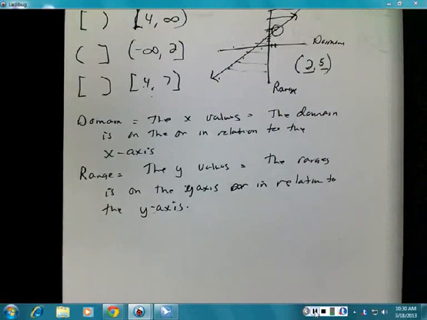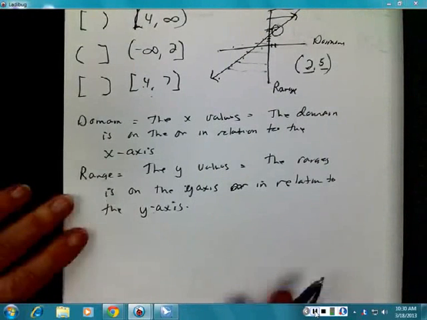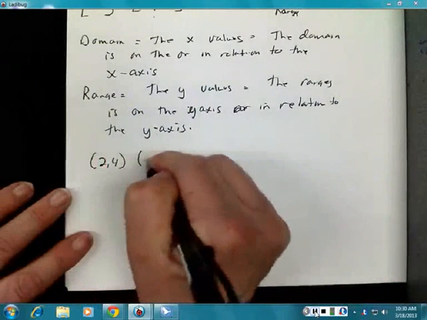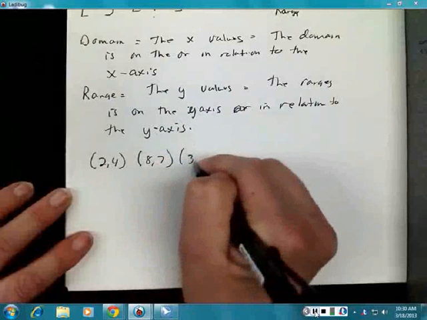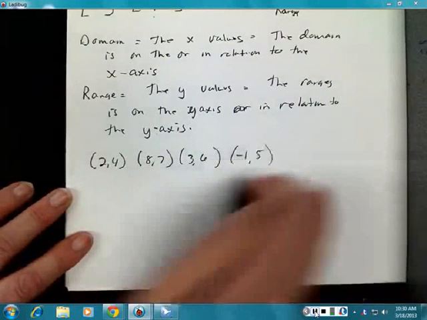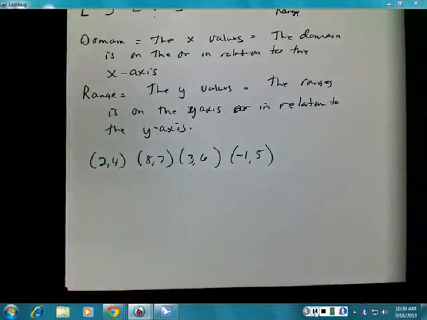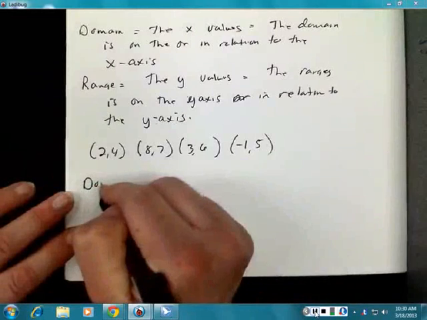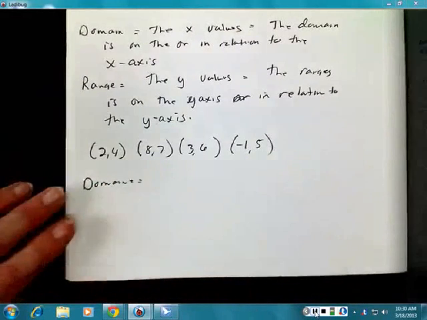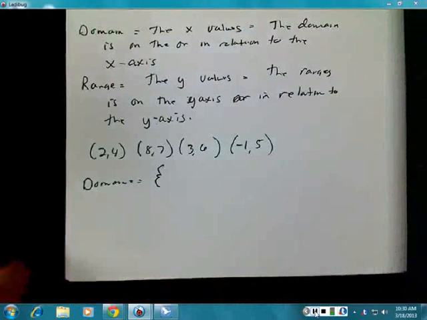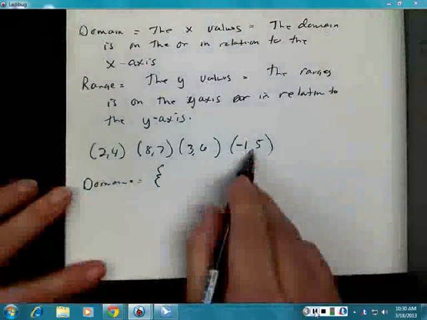No? Okay. So then, if I'm given just plain points, if I'm given 2, 4, 8, 7, 3, 6, and -1, 5, just the values of points in here, what are my domain values? So the domain values are all my x's. And you list them because it's not a solid line. These are just dots if I put them on my graph.